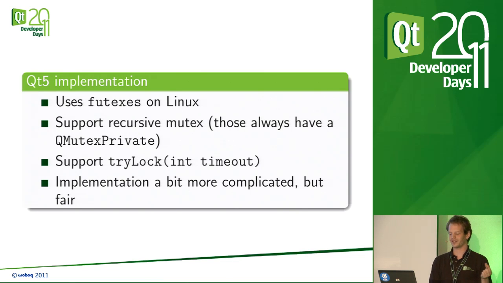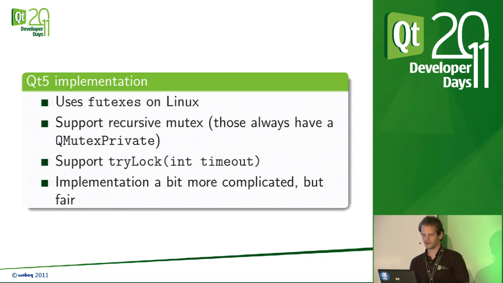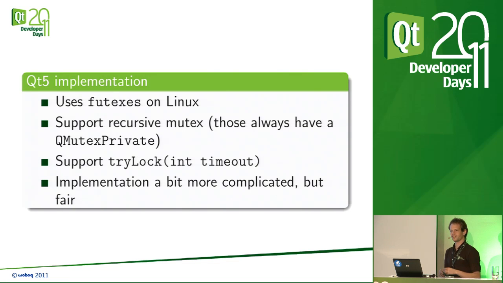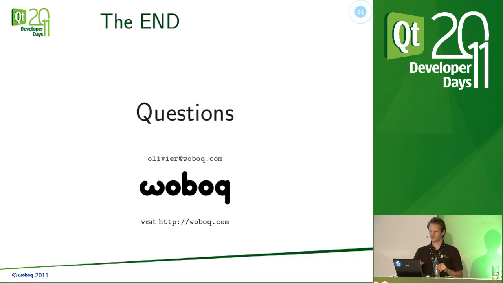So QMutex on Linux is also just a pointer to QMutexPrivate, which is either 0, 1, or some data for the futexes. We support recursive mutex, even if those always have a QMutexPrivate. We support try-lock with a timeout, and all of this needs the implementation to be a bit more, even more complicated. But it works. So that's it for my talk.